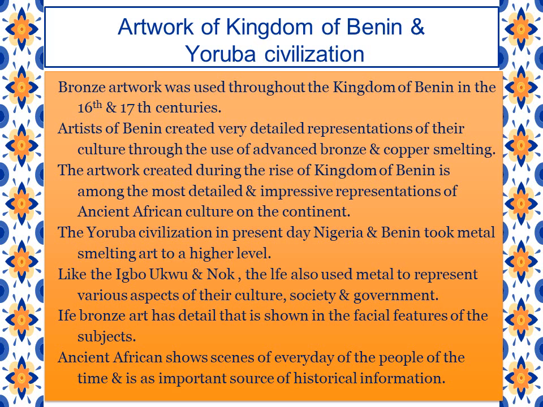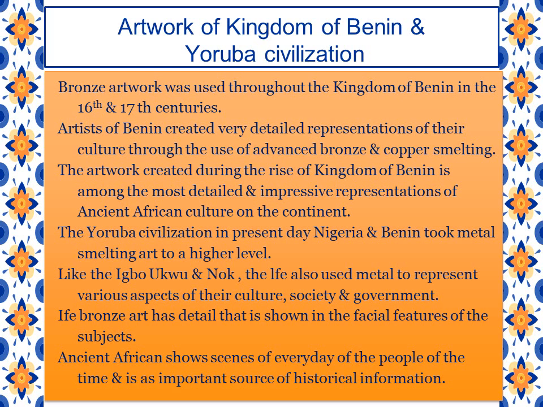The Yoruba civilization in present-day Nigeria and Benin took metal smelting art to a higher level. Like the Igbo Ukwu and the Nok, the Ife also used metal to represent various aspects of their culture, society, and government. That means it threw light on their culture, society, and government. So people could know the past culture, society, and government through these various metallic art forms by the Yoruba civilization.